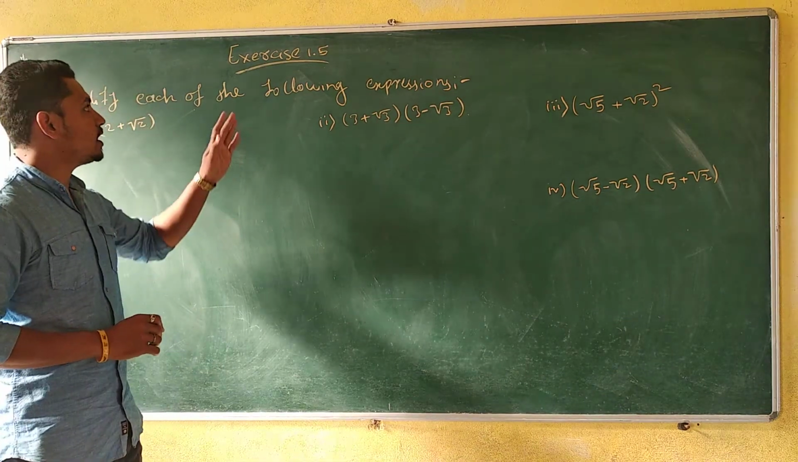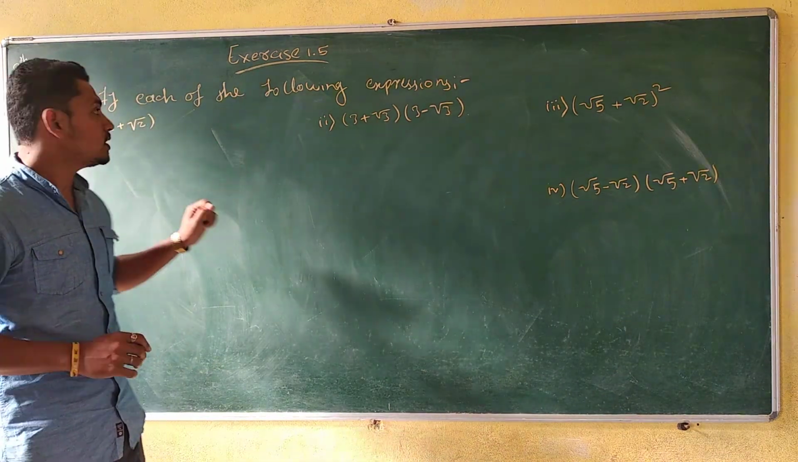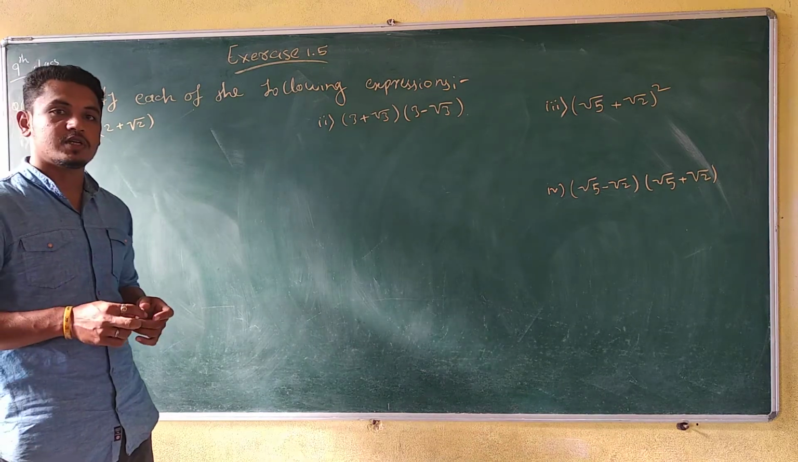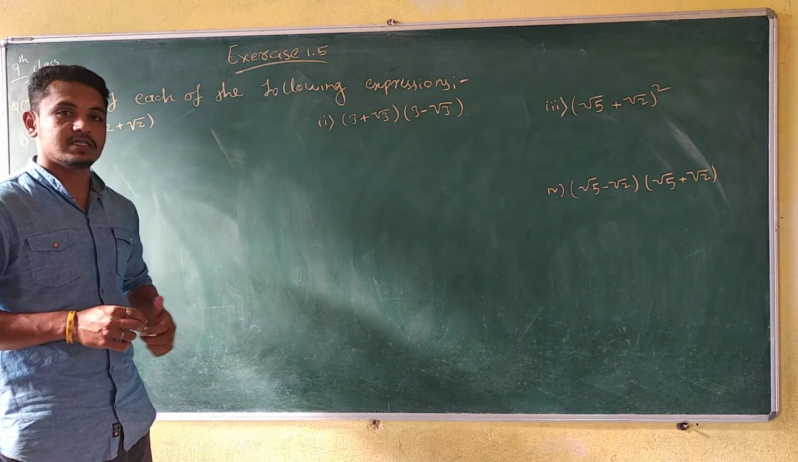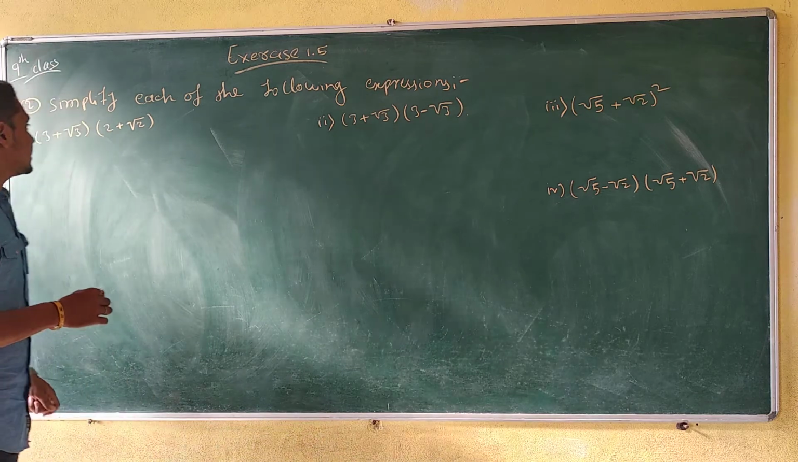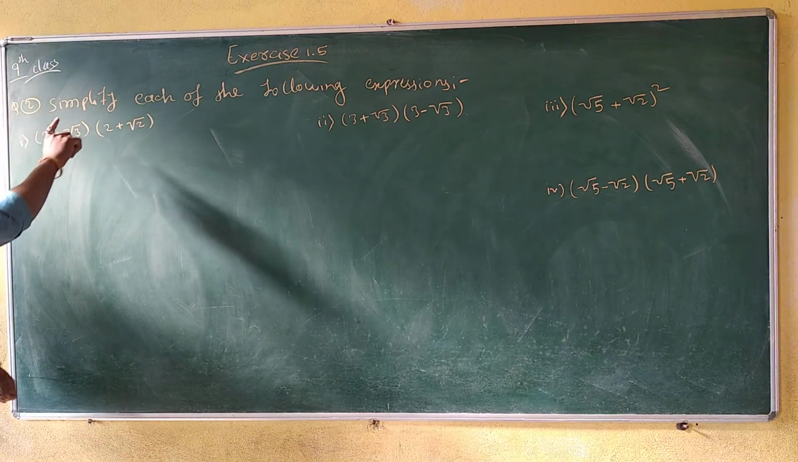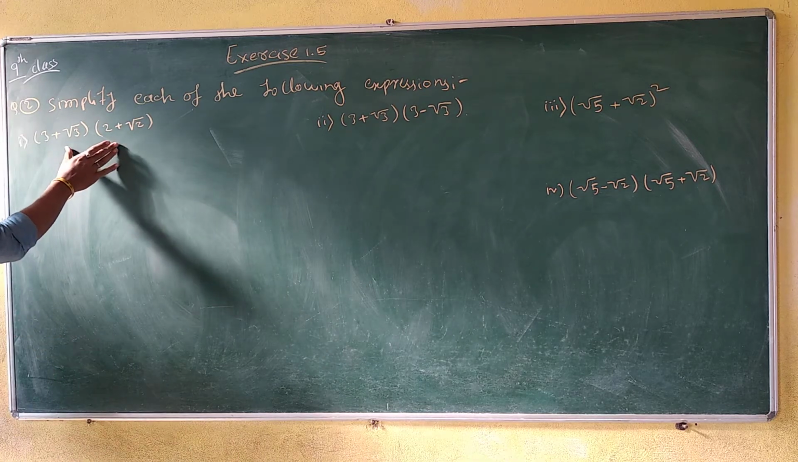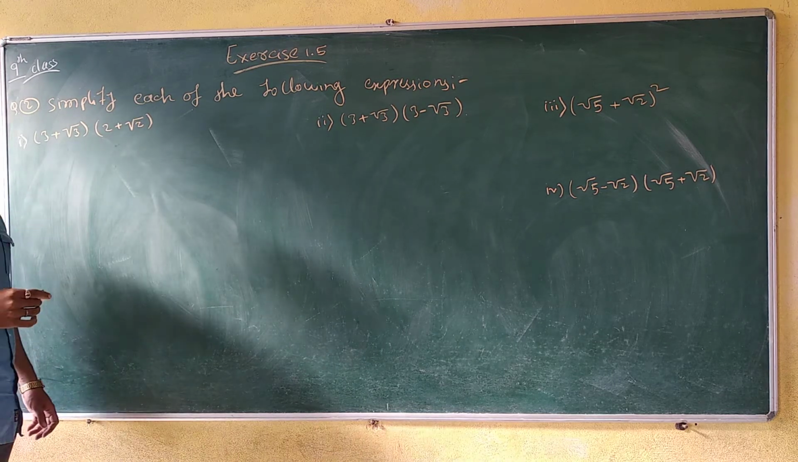Today in this class we have to solve exercise number 1.5, question number 2. In the last class you already solved question number 1 of exercise 1.5. See here, this is the second question: simplify each of the following expressions. It means we now have to simplify these expressions.